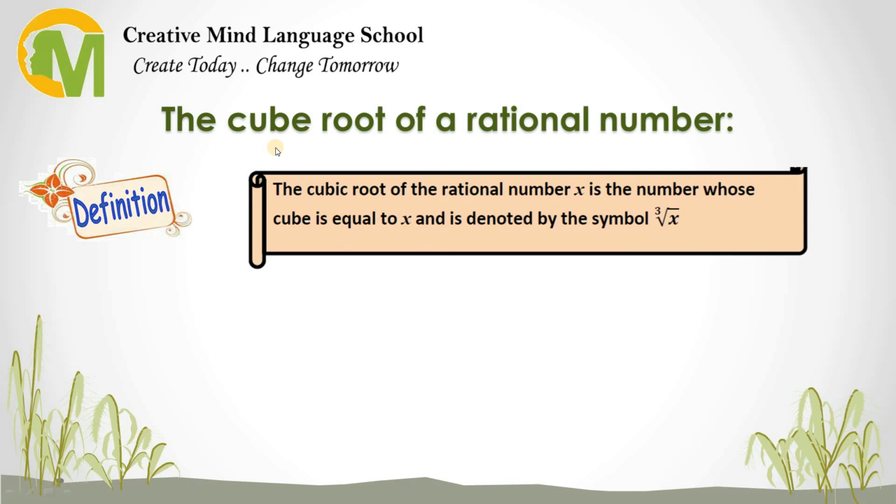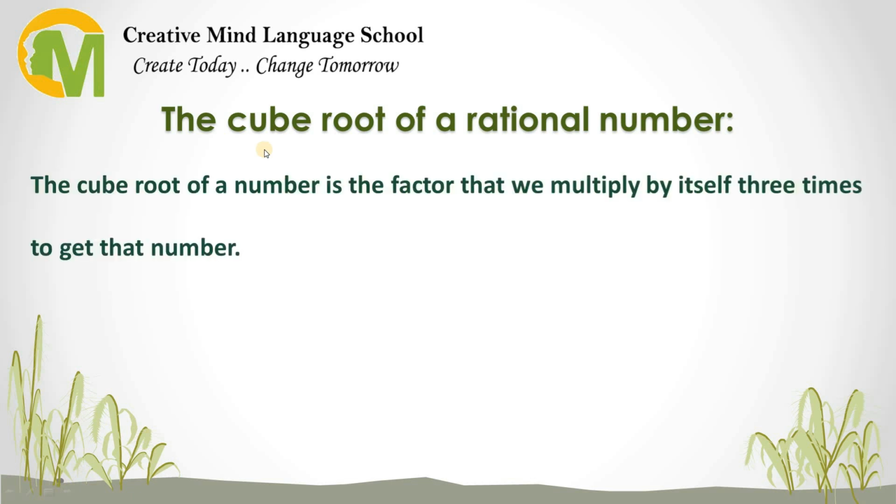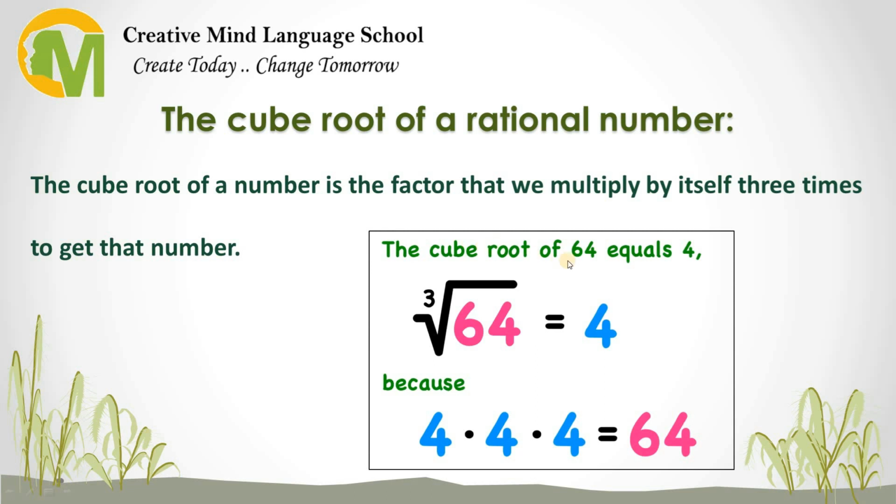The cubic root of the rational number, let's say x, is the number whose cube is equal to x and is denoted by the symbol cubic root of x. Here is the symbol of the cubic root. It's similar to the square root that we took in the previous year, grade 7. Then the cube root of a rational number is the factor that we multiply by itself 3 times to get that number. For example, the cube root of 64 equals 4.